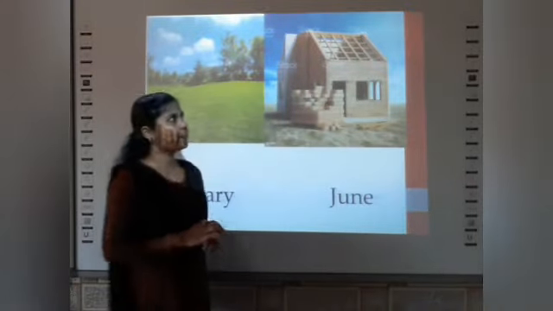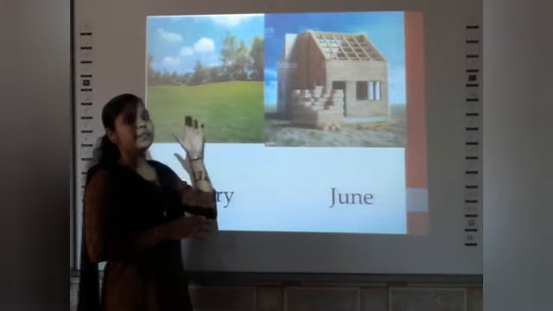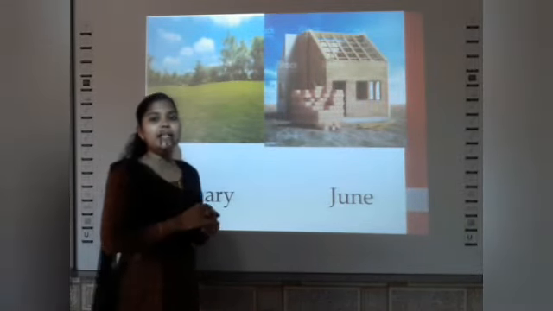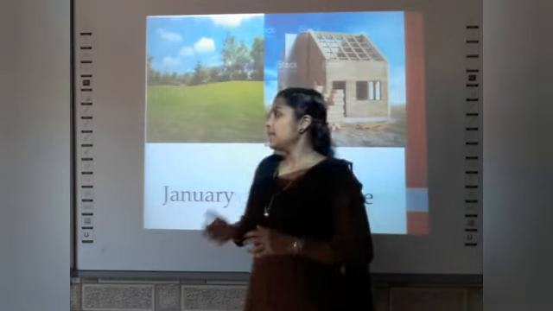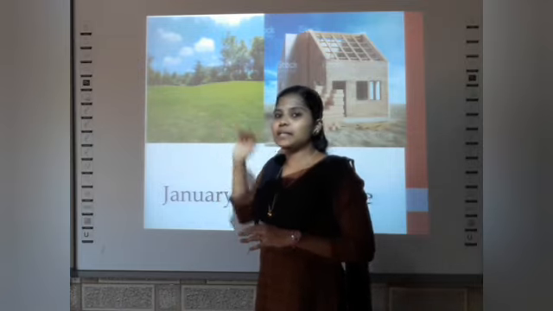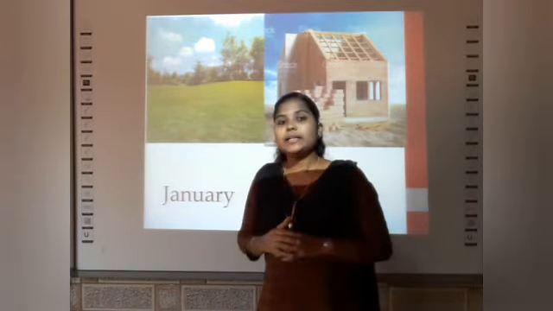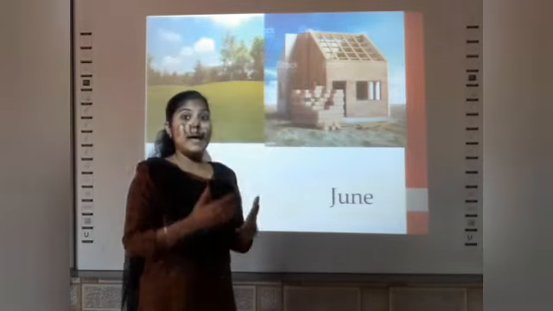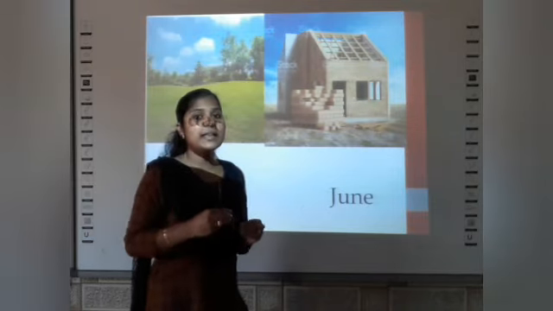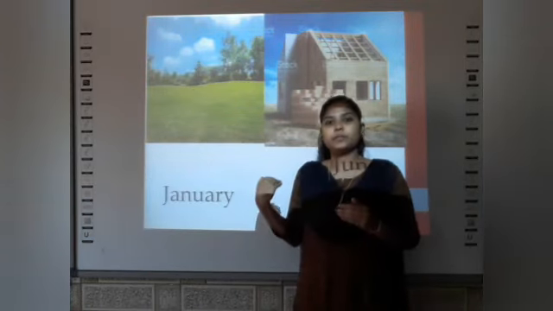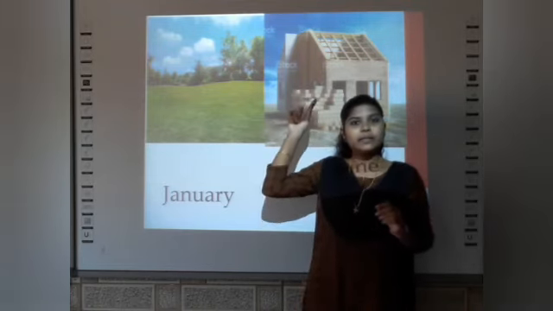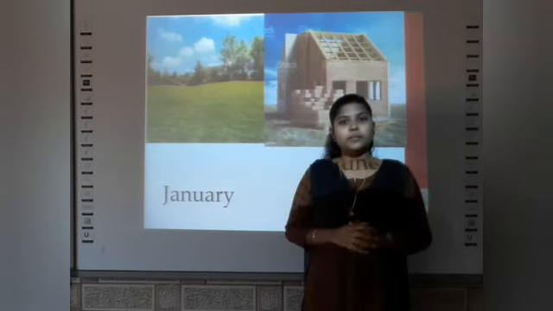Now, look at this picture. This picture indicates the month January. This was taken in the month of Jan. Now, in the month of Jan, it's a landscape. It's a beautiful landscape. Am I right? But in the month of June, what happened? A building is there. Now, think that we are in the month of June. So, now in the month of June, there is a building. The construction works are going on.